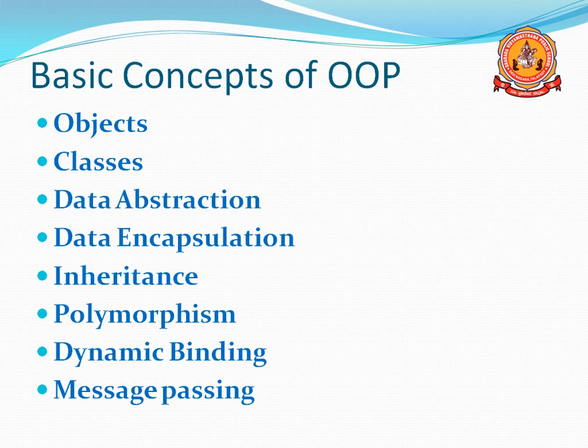Next one is data abstraction. Data abstraction means it will hide the unnecessary details. Any unwanted details will be hidden, and only what is required for users will be shown to the user. That is data abstraction. Next one is data encapsulation, wrapping up of the data. Any data is there, we can combine the data into a single unit and bind that one. That is data encapsulation.